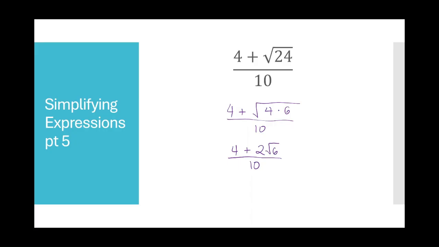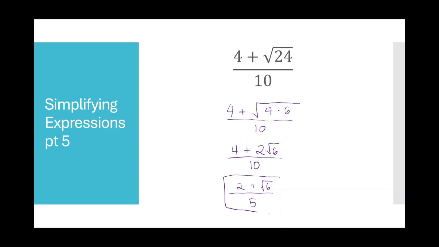And now, if there's a number that goes into each of my terms, I can divide it out. So I notice that 4 and 2 root 6 and 10 all have a times 2 inside them. So I can divide out 2 from each of them. 4 divided by 2 is 2. 2 root 6 divided by 2 just leaves me a root 6. And 10 divided by 2 leaves me 5. There's nothing more I can do to simplify this.